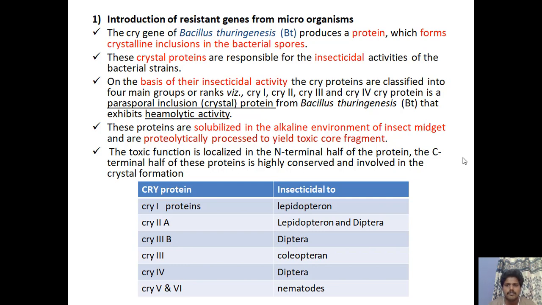So cry1, cry2, cry3, and cry4 proteins are parasporal inclusions, the crystal proteins from Bacillus thuringiensis that exhibit hemolytic activity. These proteins are solubilized in the alkaline environment of the insect midgut and proteolytically processed to yield the toxin core fragment, which is going to kill the larva of the insect. The toxic function is localized in the N-terminal half of the protein, and the C-terminal of these proteins is highly conserved and involved in crystal formation. Cry1 proteins are insecticidal for lepidopterans, cry2A for Lepidoptera and Diptera, cry3B for Diptera, cry3 for Coleoptera, cry4 for Diptera, and cry5 and cry6 for nematodes. These are insecticidal.